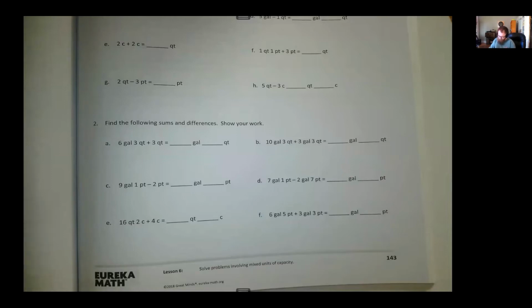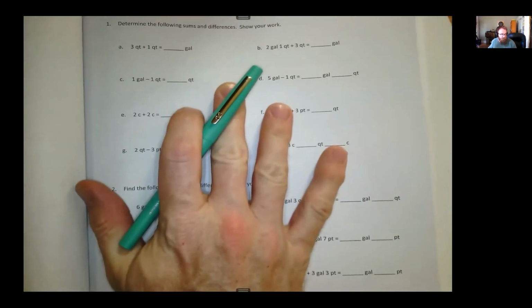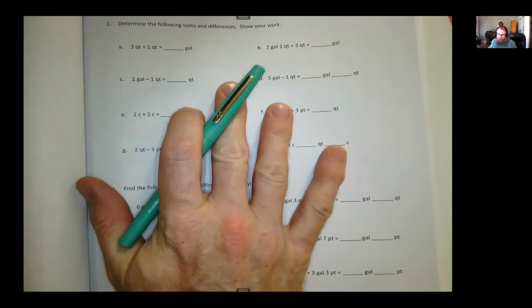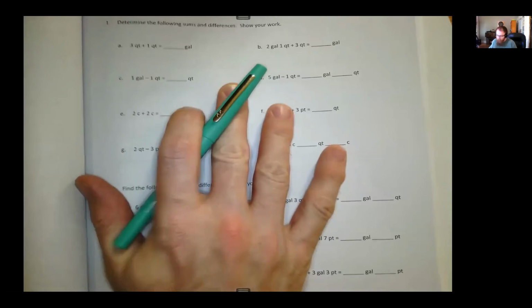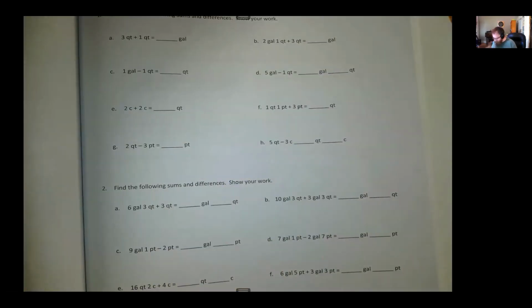They're from lessons 1, 2, and 3. They're page 115, 121, and 127, and they're going to help us today. We're going to represent values using different units. So let's take a look at part 1 on page 143.